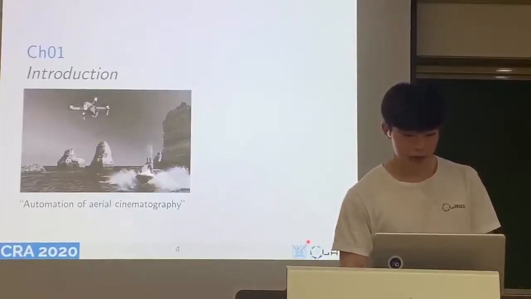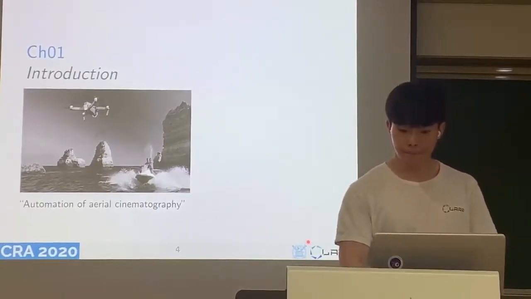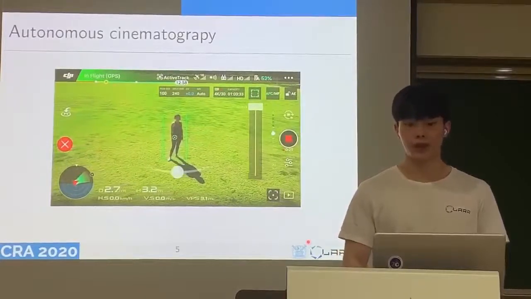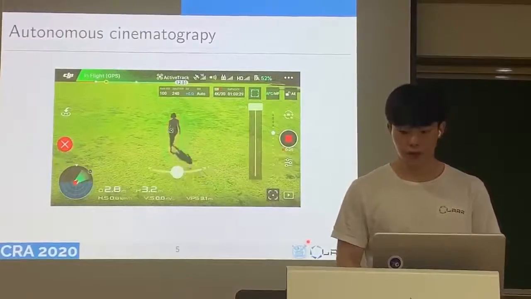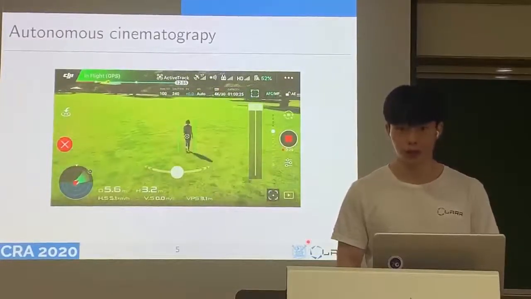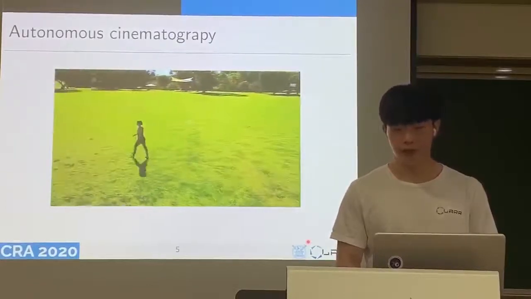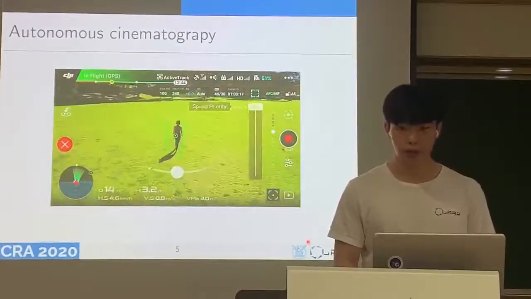First things first, what is this paper about? This work is devoted to the automation of aerial videography. For decades, we have been observing a growing market of commercial drones for various purposes, among which the cinematic application is one of the most widely used fields. As can be seen in this video, several commercial drones are already capable of tracking a target autonomously without manual operation.